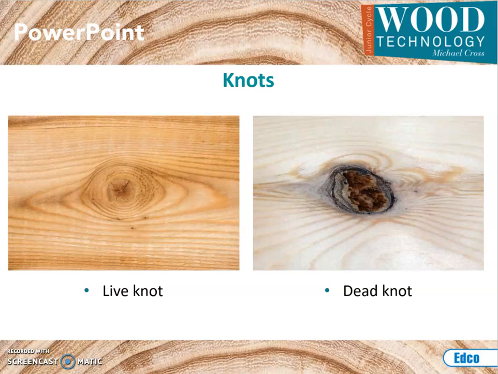Live knots occur when they cut down the tree and the branch that's making the knot is still alive. So straightforward, a live knot is when the tree's cut down and the branch is still alive. If a branch had died on a tree, or maybe it had rotted off, which you do see at times in trees, that would form a dead knot. You can even see here in the picture the dead knot is very dark and discolored, and it starts to rot away.